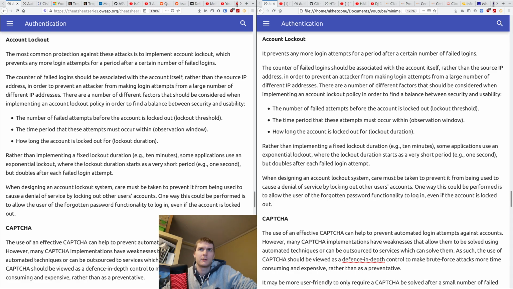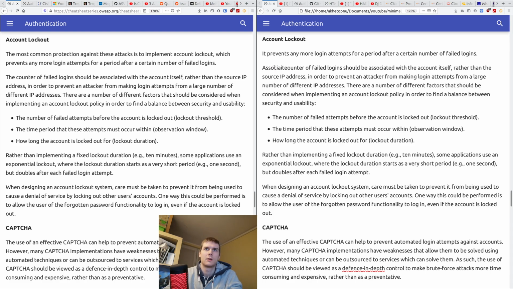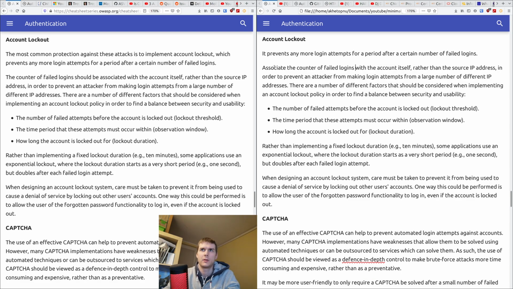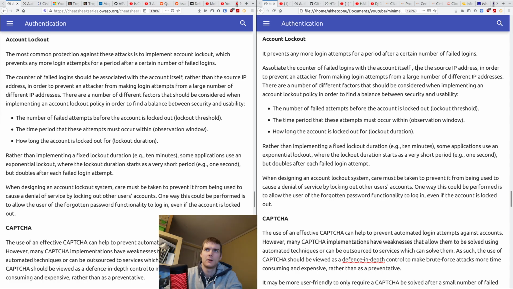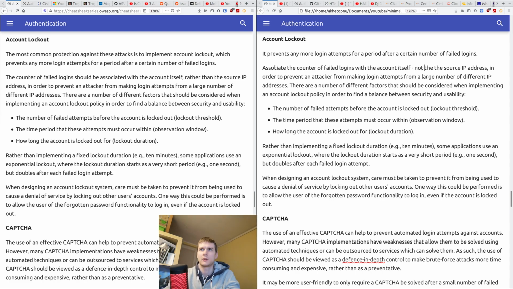The counter of failed logins should be associated with the account itself rather than the source IP address, in order to prevent an attacker from making login attempts from a large number of different IP addresses.